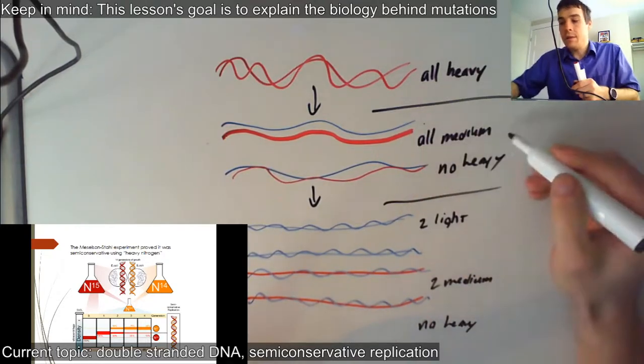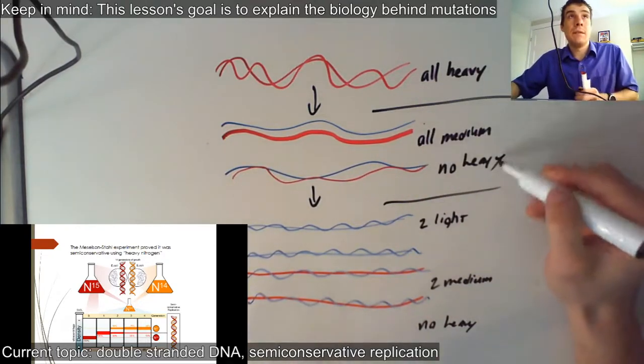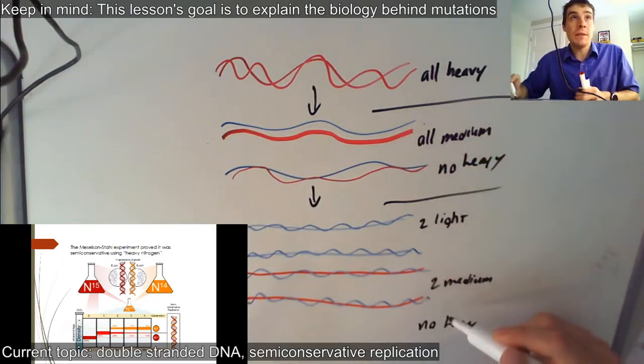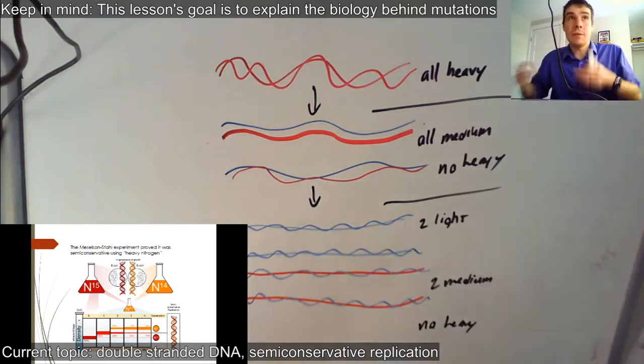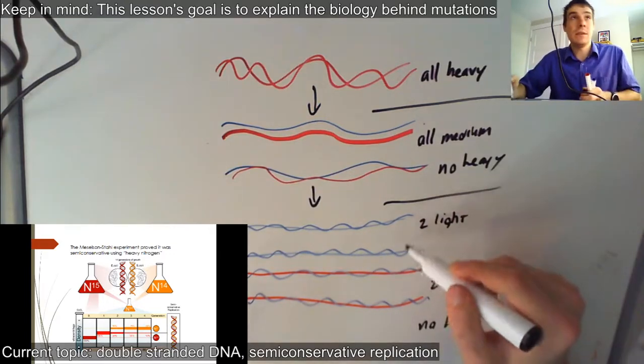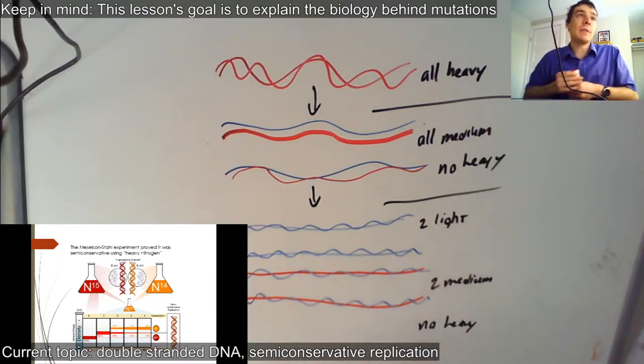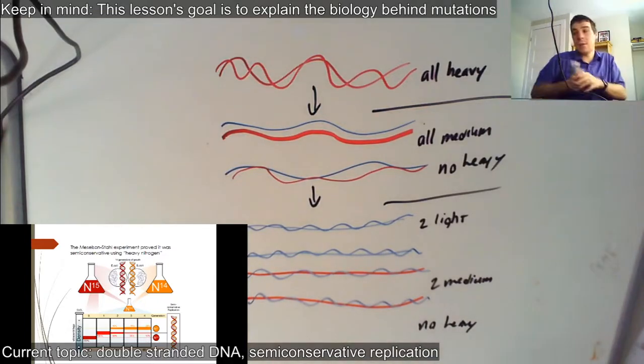Right, all heavy. All medium, no heavy, because they're both just medium. Then you'd end up with 2 mediums and no heavy. And then it would happen over and over. You'd expect the amount of medium to reduce because you're increasing the amount of light DNA. And that's what they actually saw, right? This is what they actually saw.